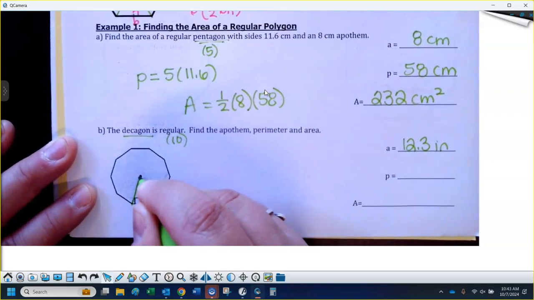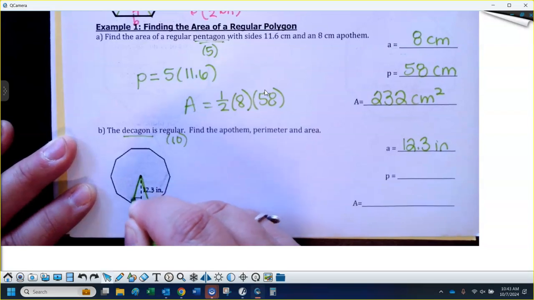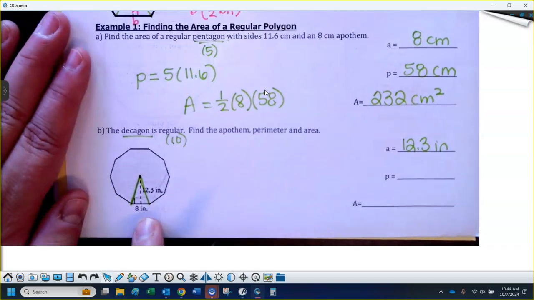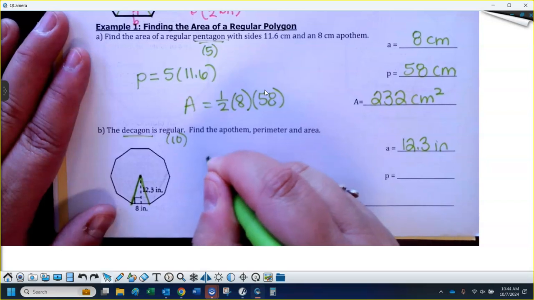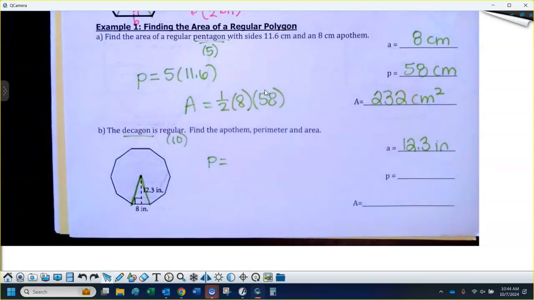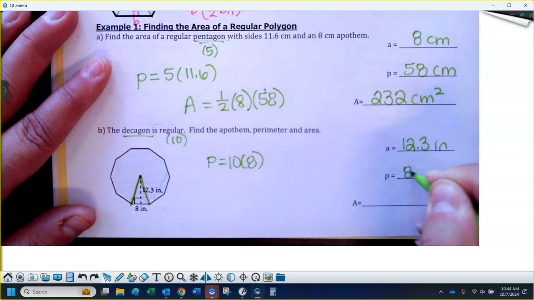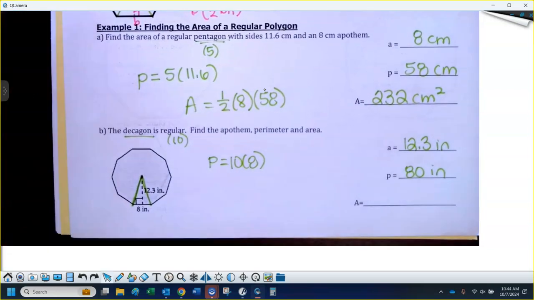So basically, if I drew a radius from the center to a vertex, if we did that all the way around, we'd have 10 of these little triangles. But instead of having to find the area of each one, if I get the perimeter, I get all the bases of the triangles in one step, and I already have the height. So if I've got a side is 8, how would you find your perimeter? 10 times 8, which equals 80. This one would be in inches, and then we're golden.